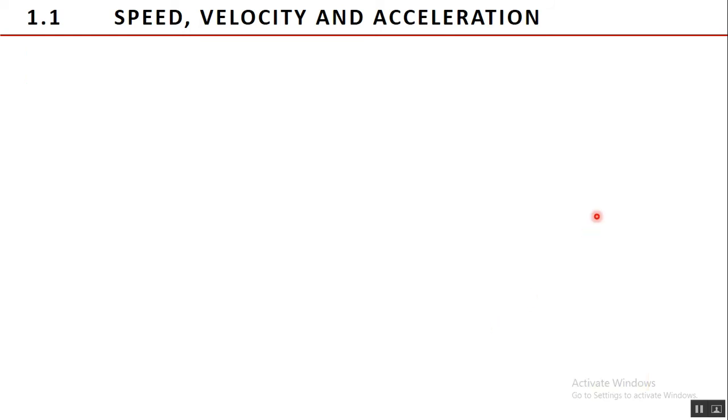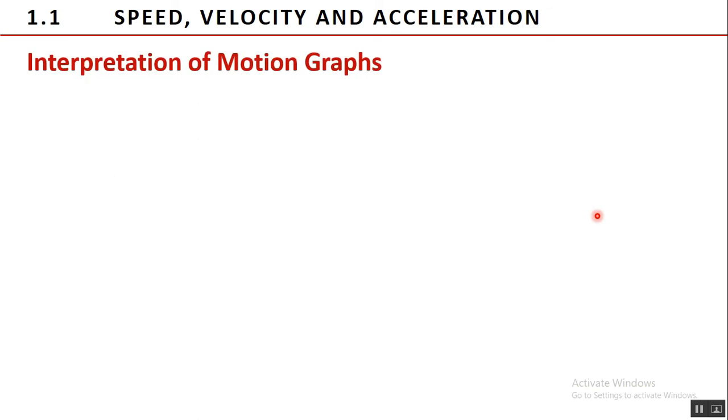At this point, I believe that you have already acquired basic knowledge on motion graphs such as position time and velocity time graphs. The next thing you should possess is to have a clear understanding on how we interpret these graphs. We will take a look on the shape of the lines that can be generated at different situations.